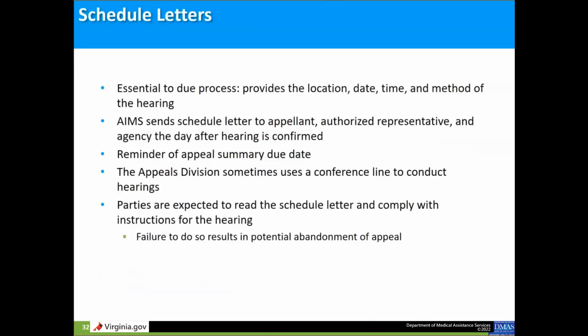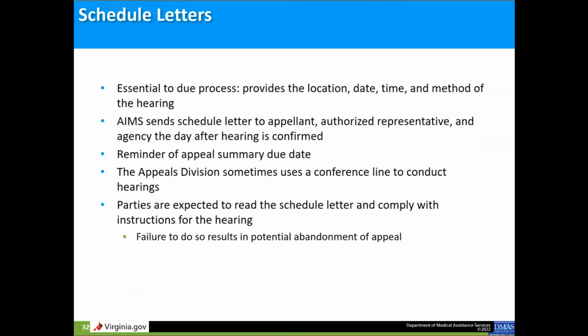Schedule letters are also essential to our ability to deliver due process, as they tell the appellant where, when, and how their hearings will take place. This was another important requirement from the Goldberg Supreme Court decision that I discussed earlier. Our AIM system now automatically generates these letters and mails them to appellants and authorized representatives, and also provides an email notice to the designated agency appeals coordinator that the schedule letter document is ready for them to view in the AIMS portal.